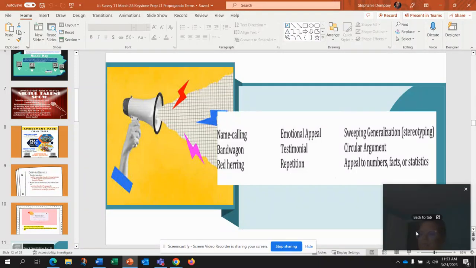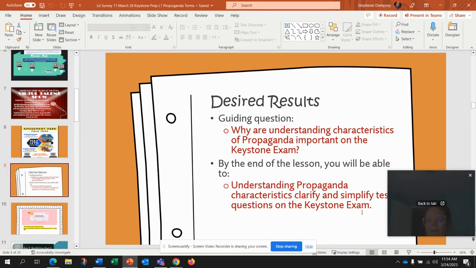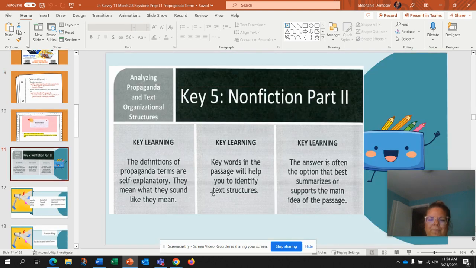Hey guys, welcome to our L19 propaganda terms. Today, our guiding question is to understand the characteristics of propaganda and why they're important, and talk about how they clarify and simplify test questions on the Keystone exam.